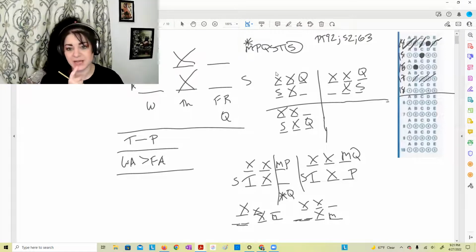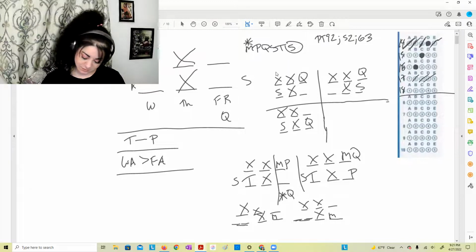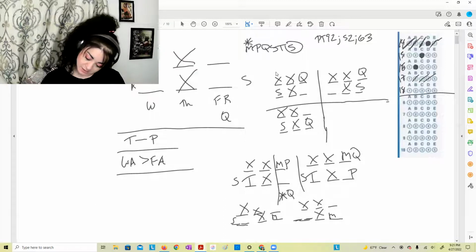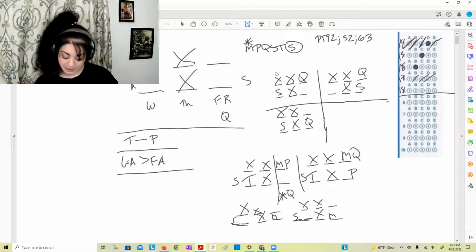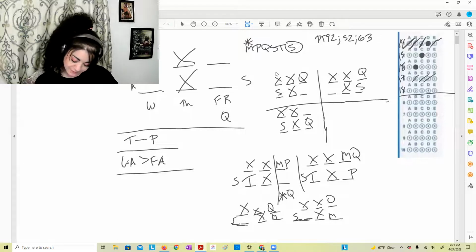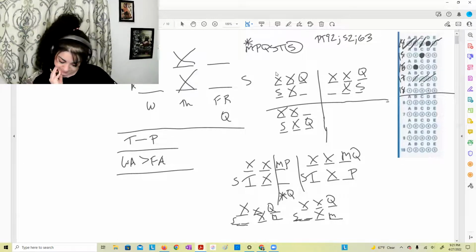S needs to be in the afternoon, and there's no way we could put it Friday afternoon. So we're gonna have to put S right here over on Wednesday afternoon. We also know that Q needs to be on Friday, and there's no way we could put it Friday afternoon. We're gonna have to put Q in Friday morning. Now what else do we know? I know that T comes before P.